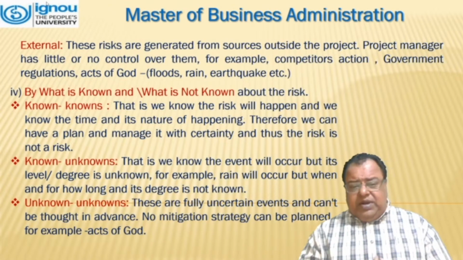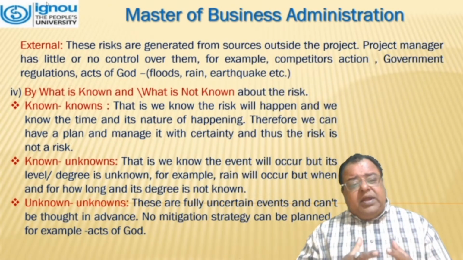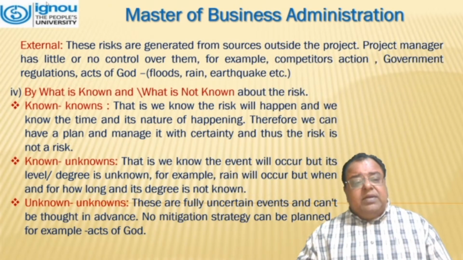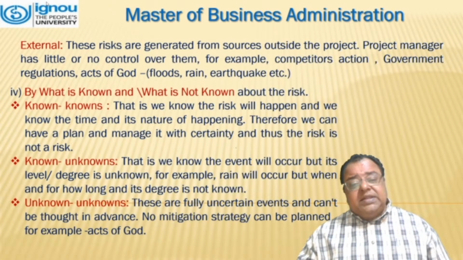Risks can also be classified by what is known and what is not known about the risk. Known knowns: we know the risk will happen, and we know the time and its nature of happening. Therefore, we can have a plan and manage it with certainty, and thus the key is not a risk.